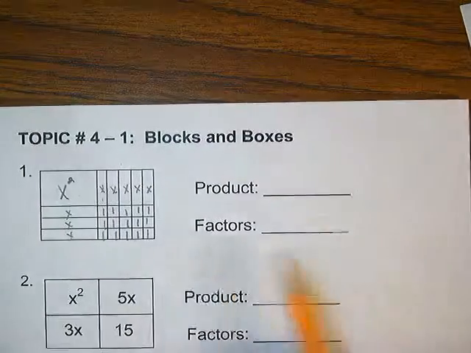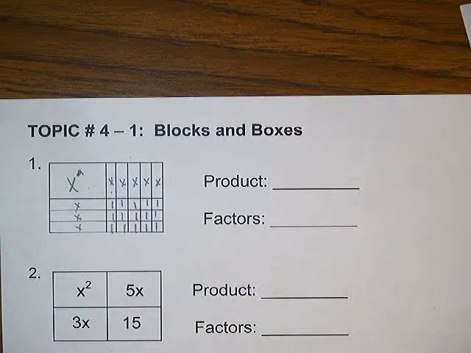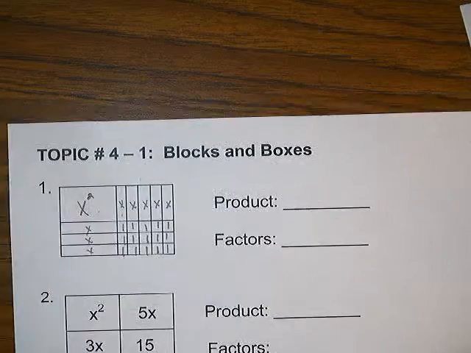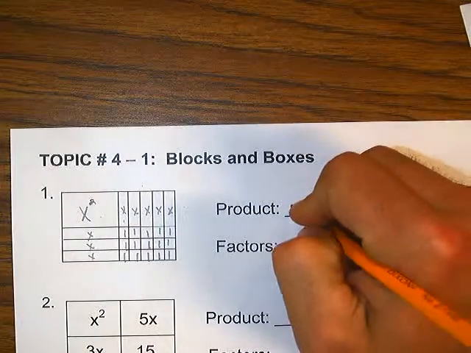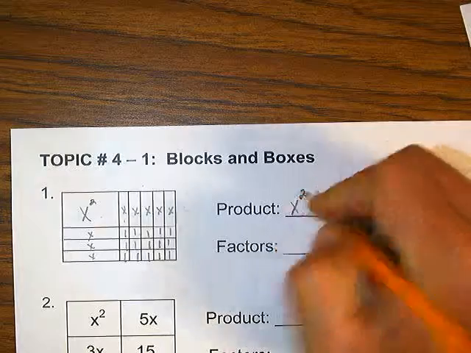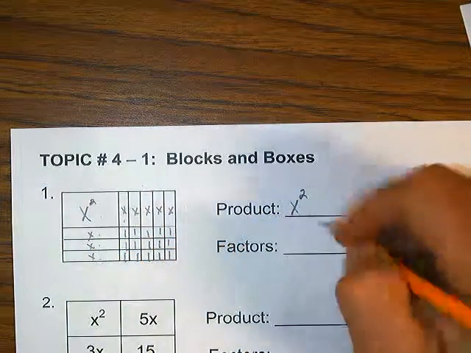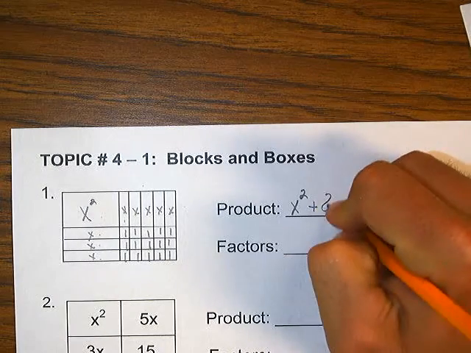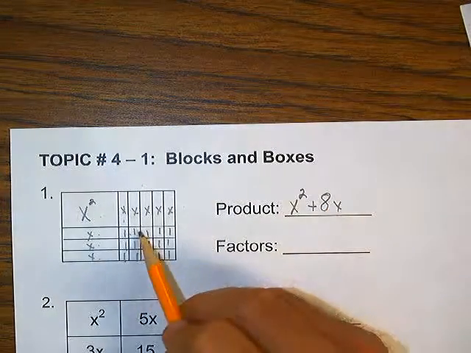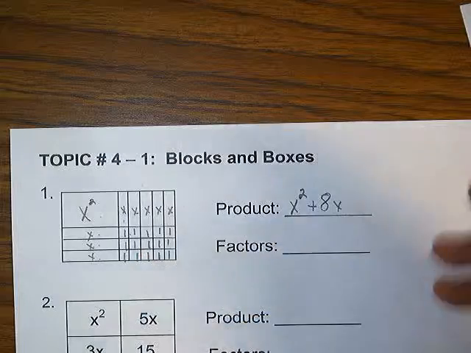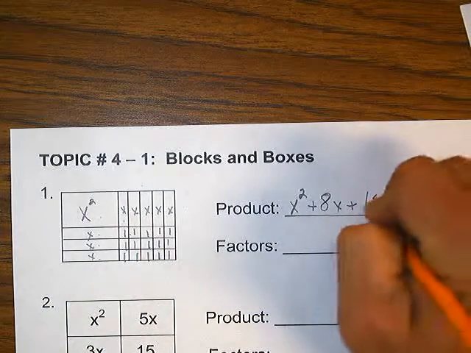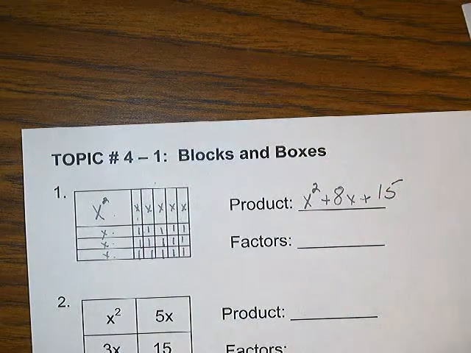Now the product is what is in the middle, or what we get if we add all this up together. So how many x squareds do we have? We have x squared. How many x's? 8x, so plus 8x. And how many ones? 5, 10, 15. So plus 15. Now, to factor it.